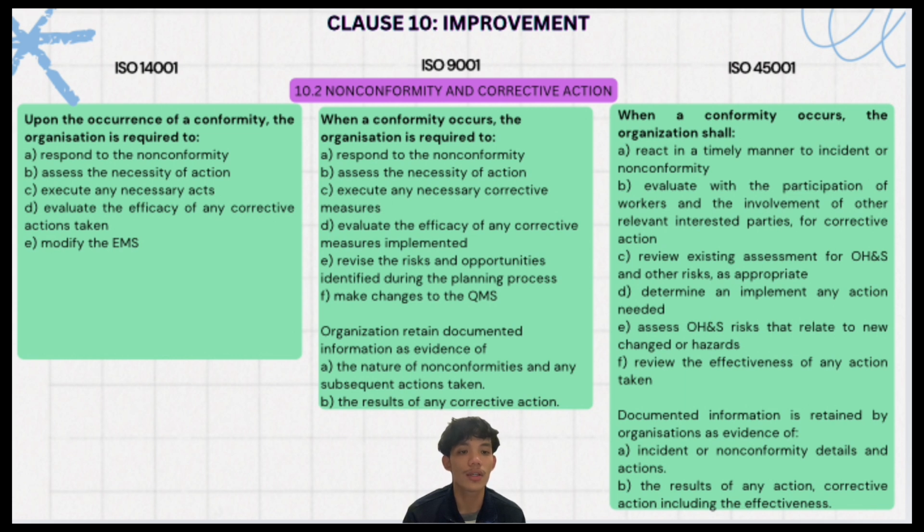Documented information is retained by organizations as evidence of the incident or non-conformity details and actions, and the results of any corrective action, including the effectiveness.